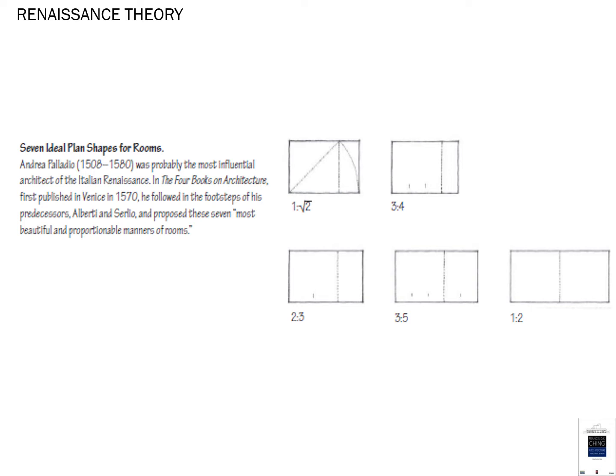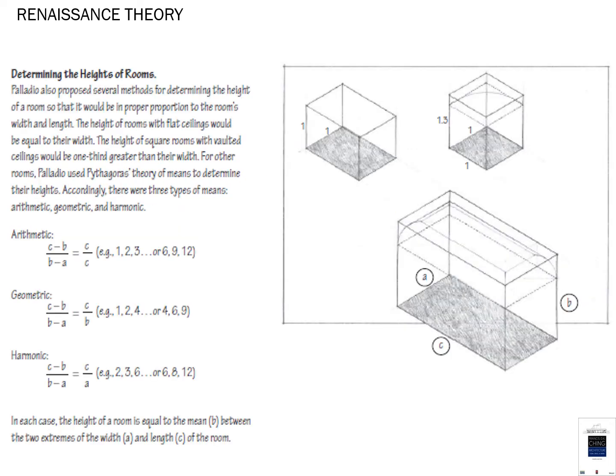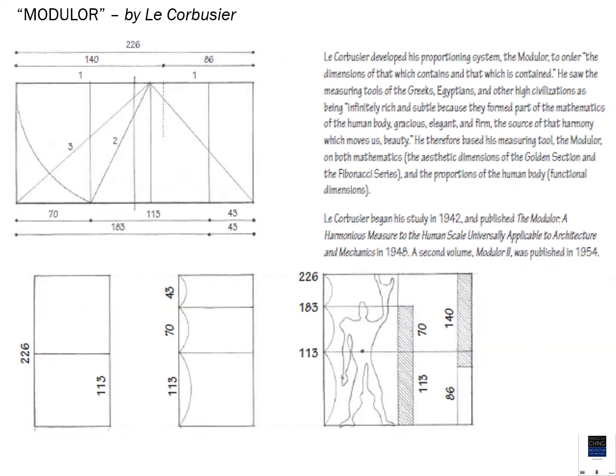Now, in Renaissance theory, there's certain ideals of what a room layout should be. You can take a look at that. And the heights, too, and proportions. Arithmetic, geometric, and harmonic. Come back and take a look at that.